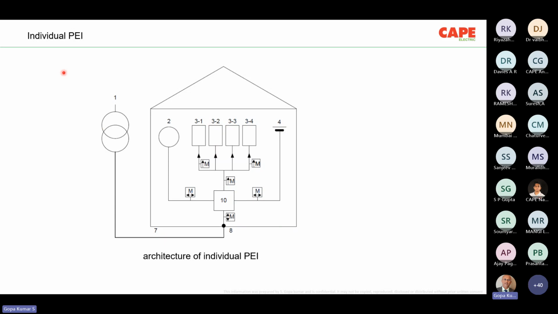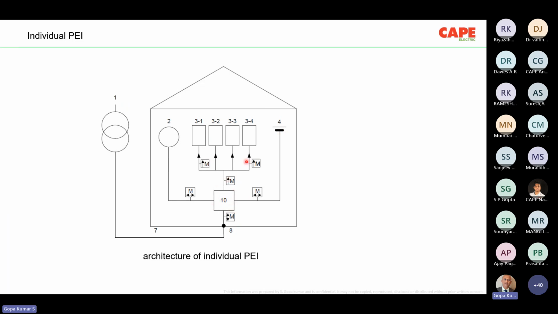This is the architecture of an individual PEI. Individual PEI means one prosumer electrical installation. You can see here the distribution company's transformer. This complete box is the prosumer electrical installation. Point number 8 is the origin of installation, meaning the meter board of the distribution company. Number 2 is a power supply, probably making electricity. And 3-1, 3-2, 3-3, 3-4 are the different kinds of load used in a building. Number 4 is a storage unit. Number 10 is the electrical energy management system.